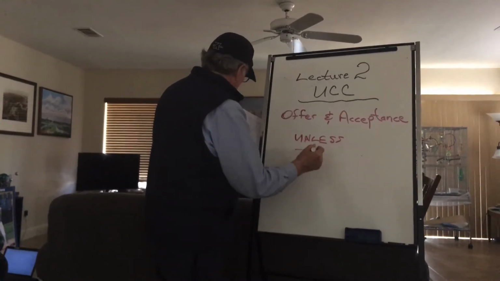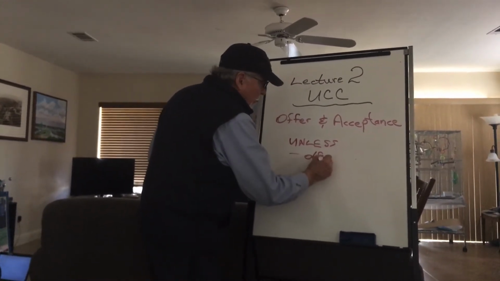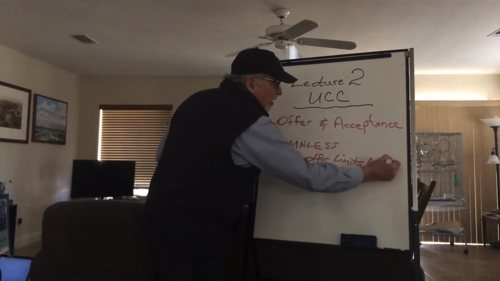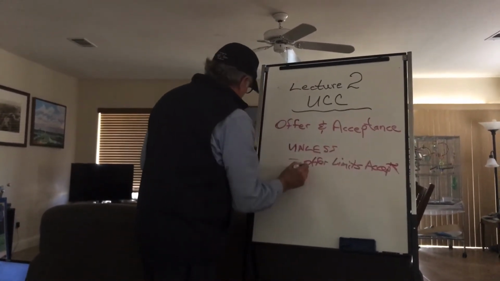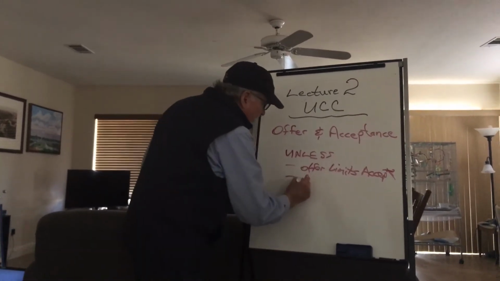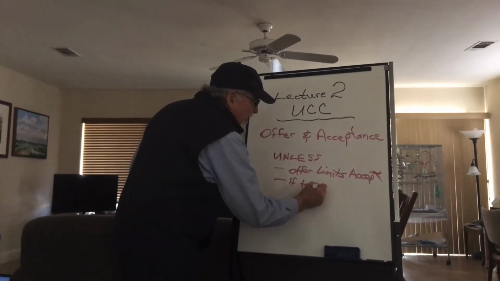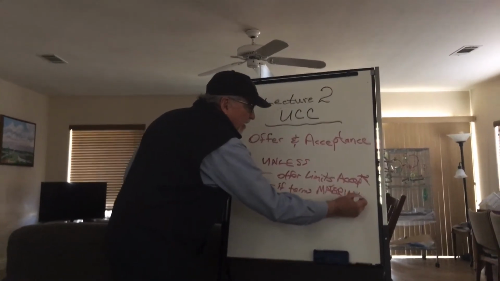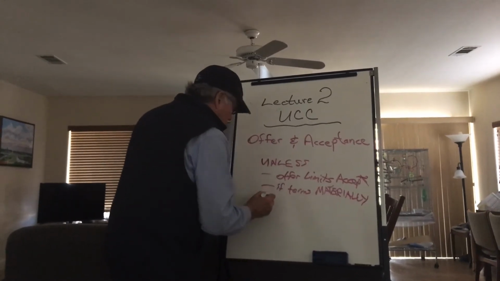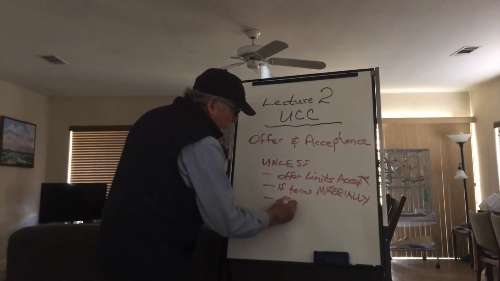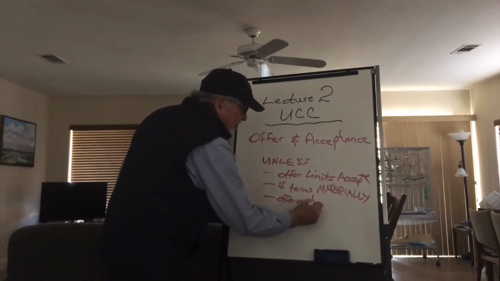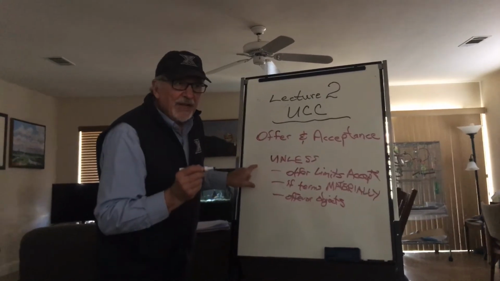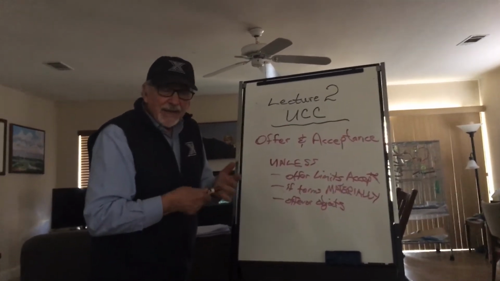One, the offer limits acceptance to the specific terms that were offered. Unless two, if the terms are materially different. If they're materially different, they're not in the contract. Or three, if the offeror objects in a reasonable time. If any of these three things happen, then the additional or different terms are not in the contract.